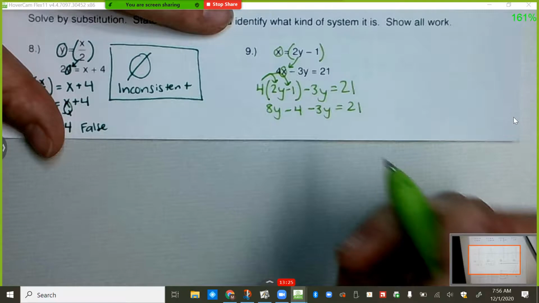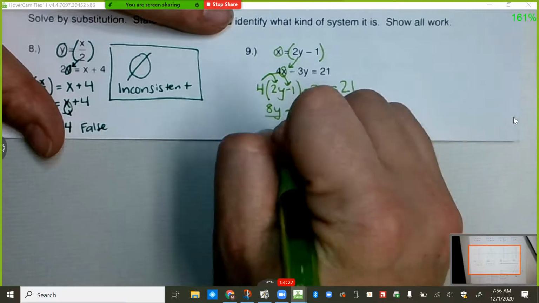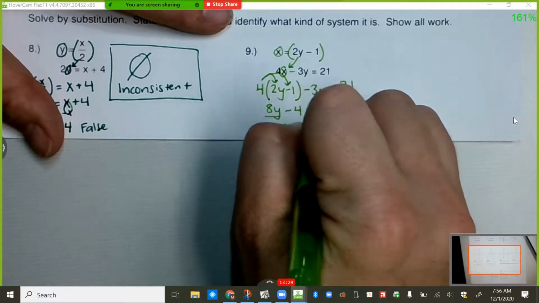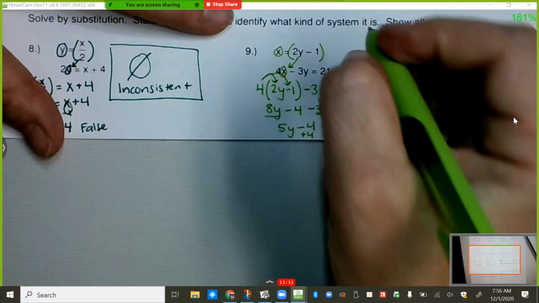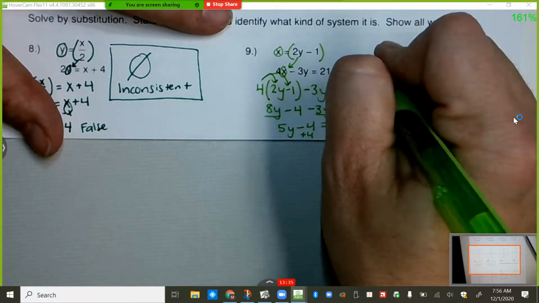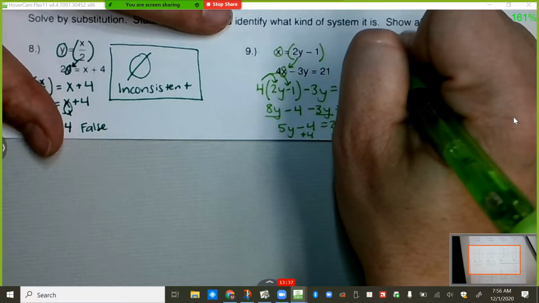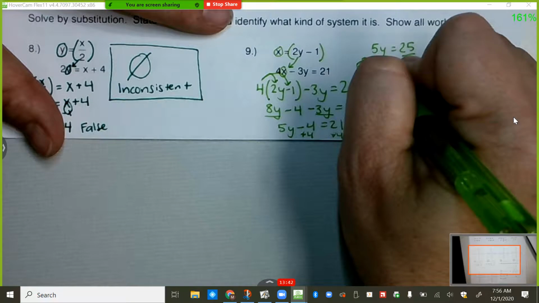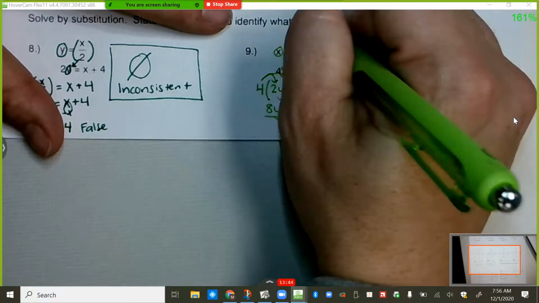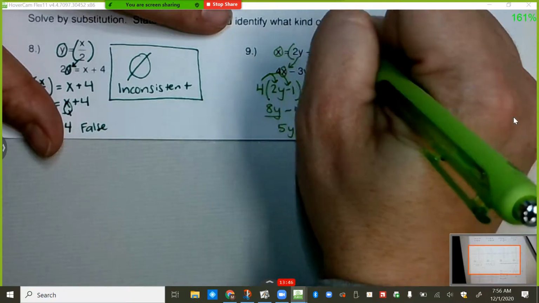8y minus 3y, I'm going to combine my like terms, and I get 5y minus 4 equals 21. Add 4 to both sides, and I get 5y equals 25. Divide by 5, divide by 5, and I get y equals 5. So remember, that's half of my solution.